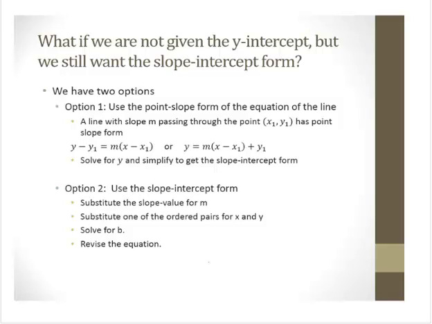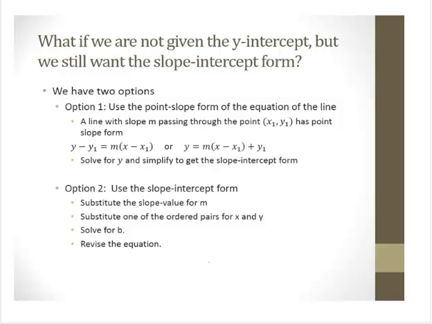But what if we're not given the y-intercept, and we still want the slope-intercept form? Well, when that happens, we have two options. Option 1, we're going to use the point-slope form of the equation of the line. The point-slope form is, if we have a line with slope m passing through the point x1, y1, we say the line has point-slope form y minus y1 is m by x minus x1. And all we do is solve for y and simplify to get the slope-intercept form. That's our first option. We use a different form to get to the slope-intercept form.